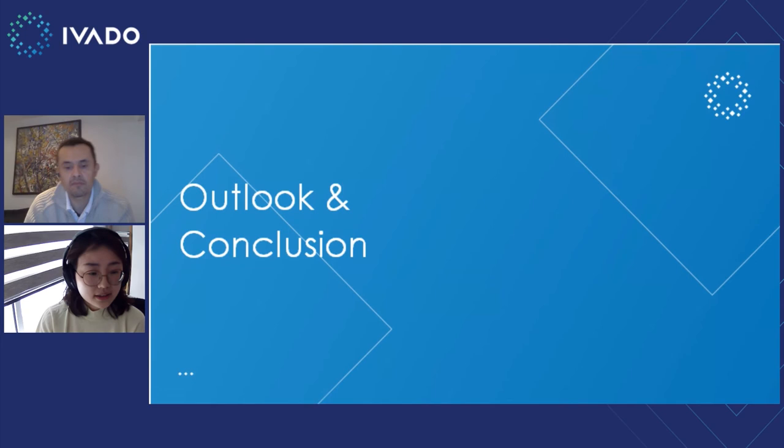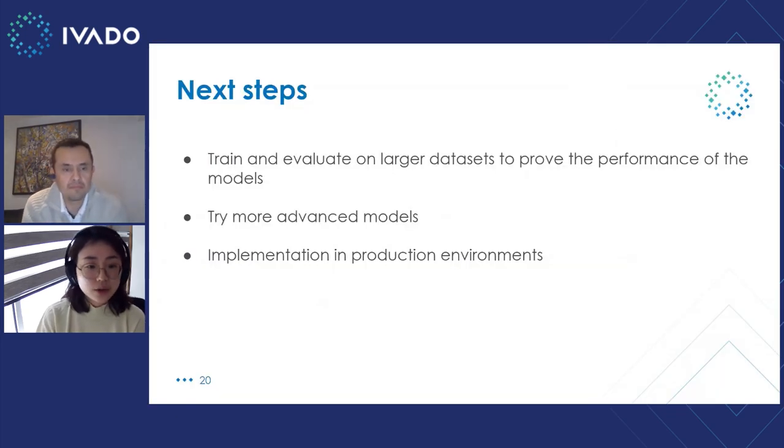The next slide, please. So the next step, of course, we will try to train and evaluate the AI models on much larger data sets so we could fully prove the performance of the models. And also we will continue trying more advanced models. For example, for the anomaly detection on the option market, one of our students is trying an LSTM model encoder, because it's a time series data set, and we believe LSTM models may have better performance.